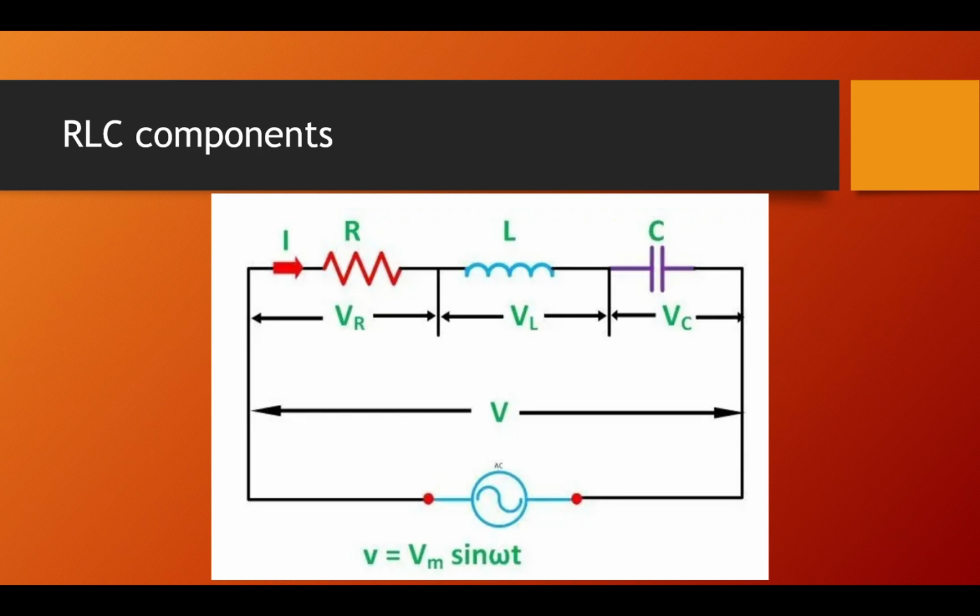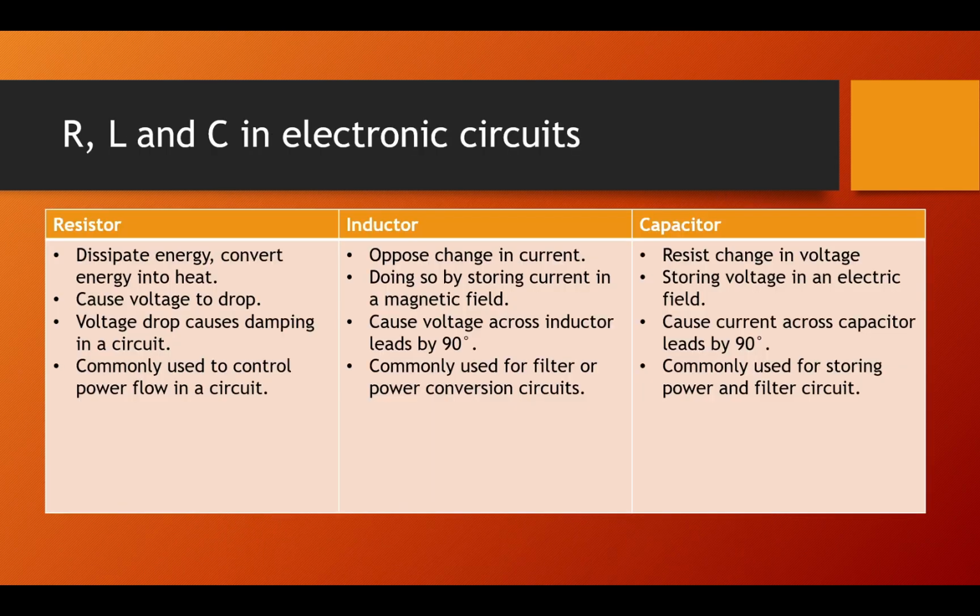For example, in the circuit, we see one active component, which is the voltage source, and three passive components, which are the resistor, inductor, and capacitor, where they will react to the voltage source differently according to their nature.